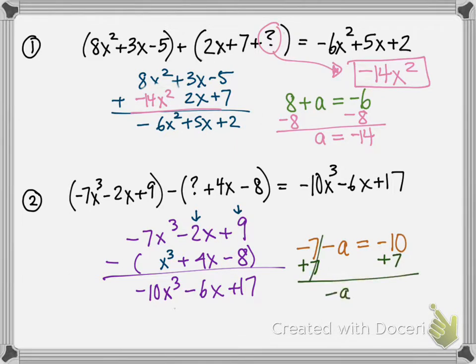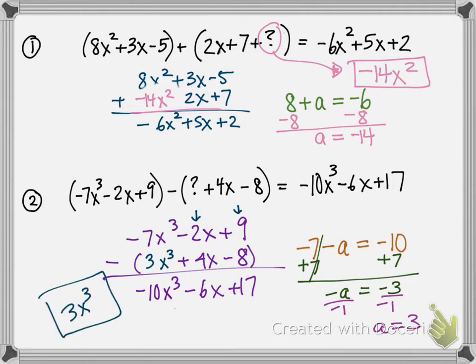So I get negative a is equal to negative 3. And the last step is to divide both sides by negative 1. So a should be equal to 3. So that means my coefficient here should be a positive 3. So let's check. Negative 7 minus 3 more is negative 10. So my missing term was 3x to the third.